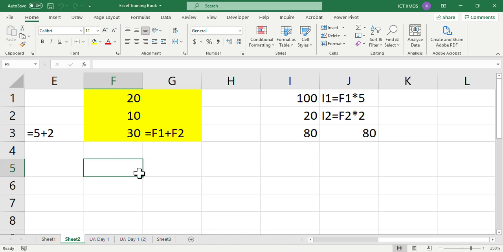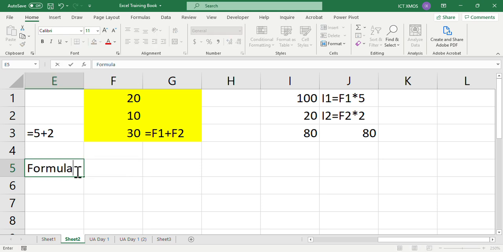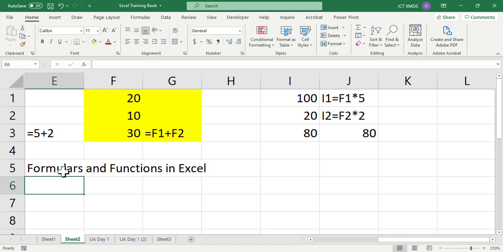Okay, let me just try the title. Formulas and functions in Excel. You can see my screen now.